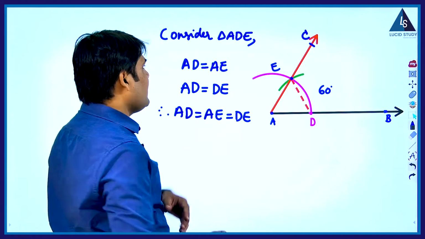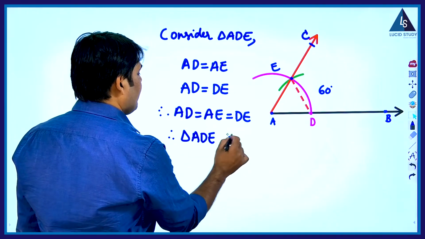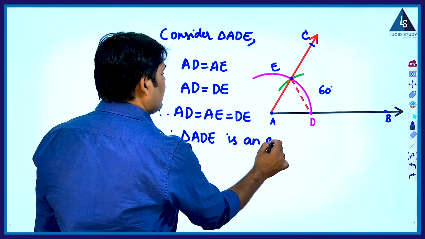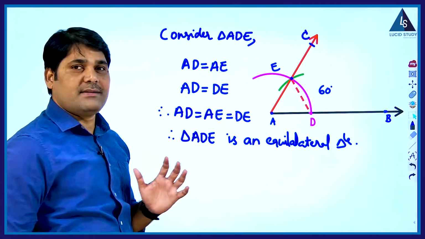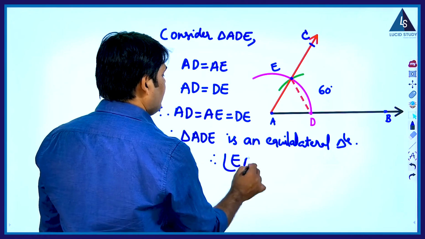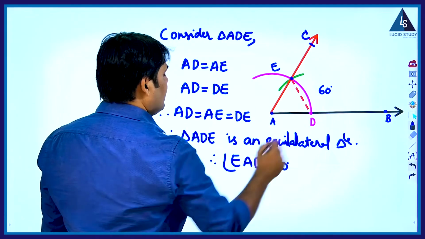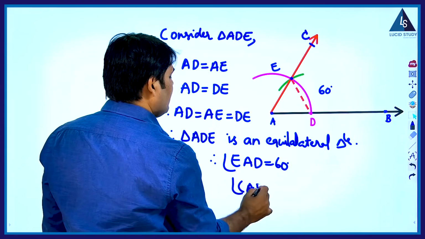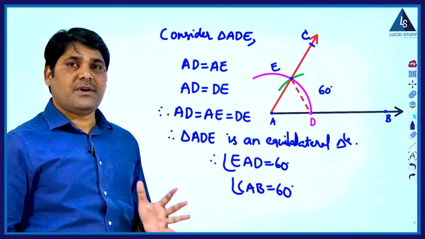So all three sides are equal. Therefore triangle ADE is an equilateral triangle. In an equilateral triangle all angles are 60 degrees, we know that. Therefore angle EAD is equal to 60. EAD is nothing but CAB. So angle CAB is equal to 60 degrees. So like this we will justify our drawing.